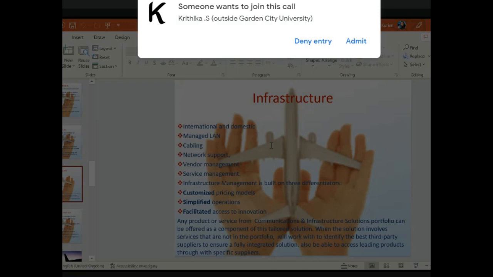Managed landside. Okay, LAN is landside. Then you have cabling, network support, everything. Whatever you are providing to the passenger, whatever facilities come under passengers, everything comes under infrastructure. Now you don't take a 5 rupee coin for using toilets. No, because that is not allowed by any infrastructural policies.